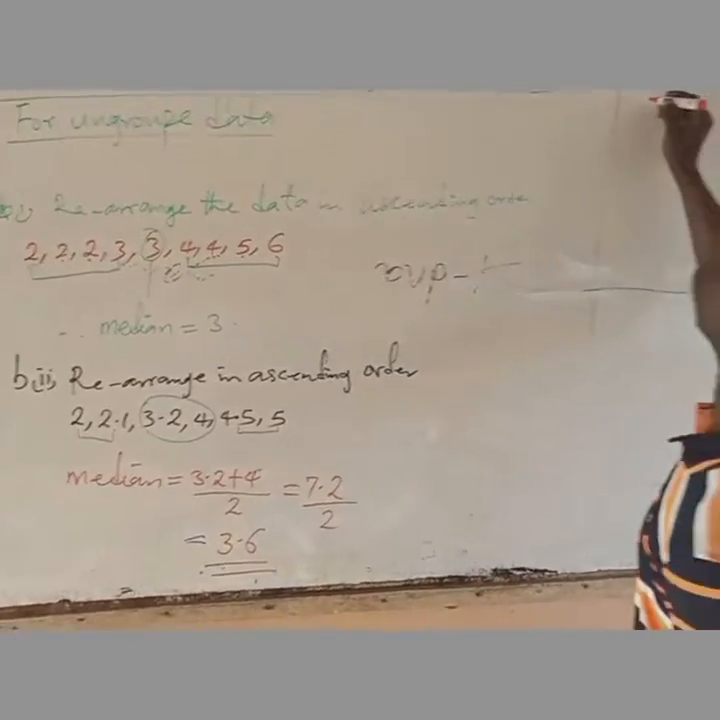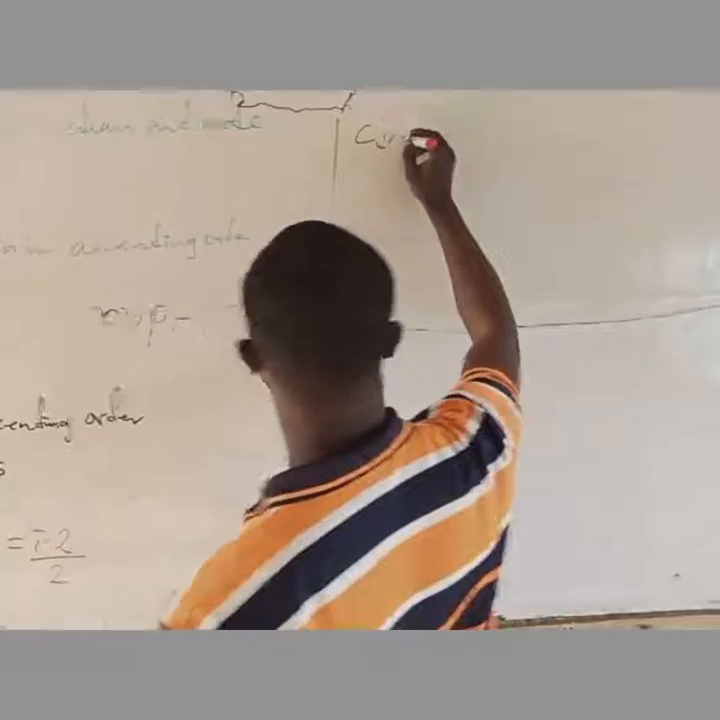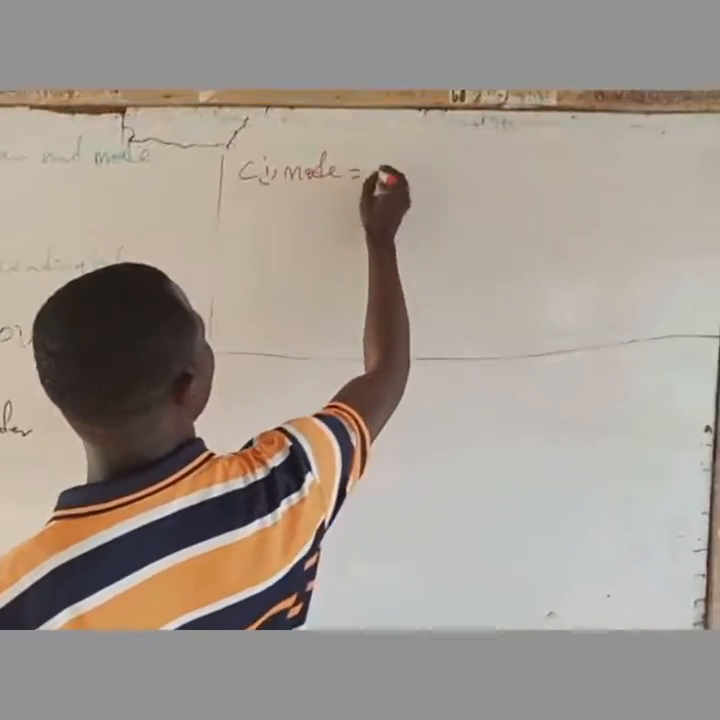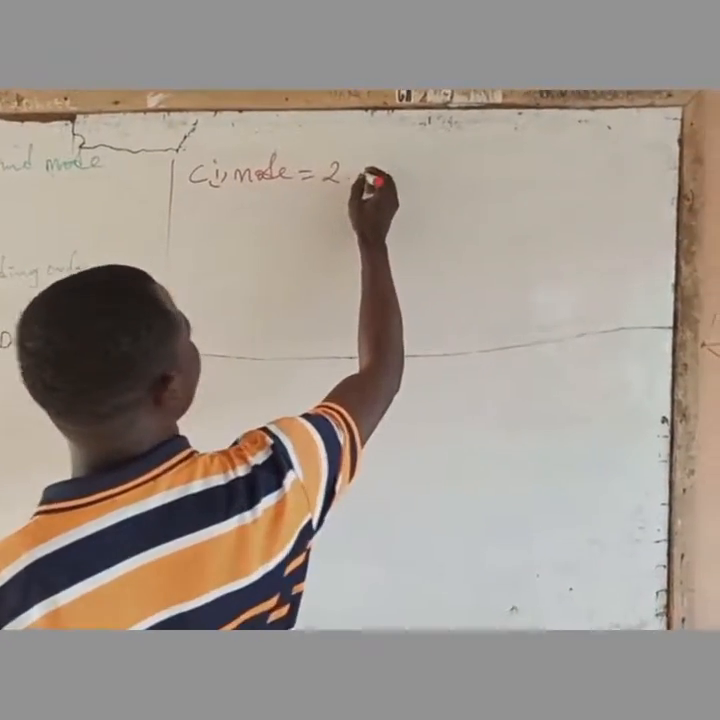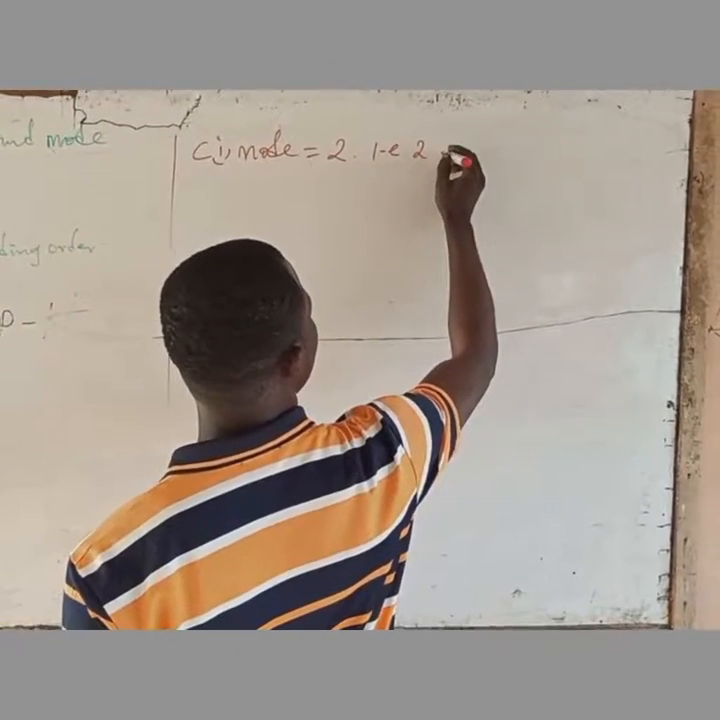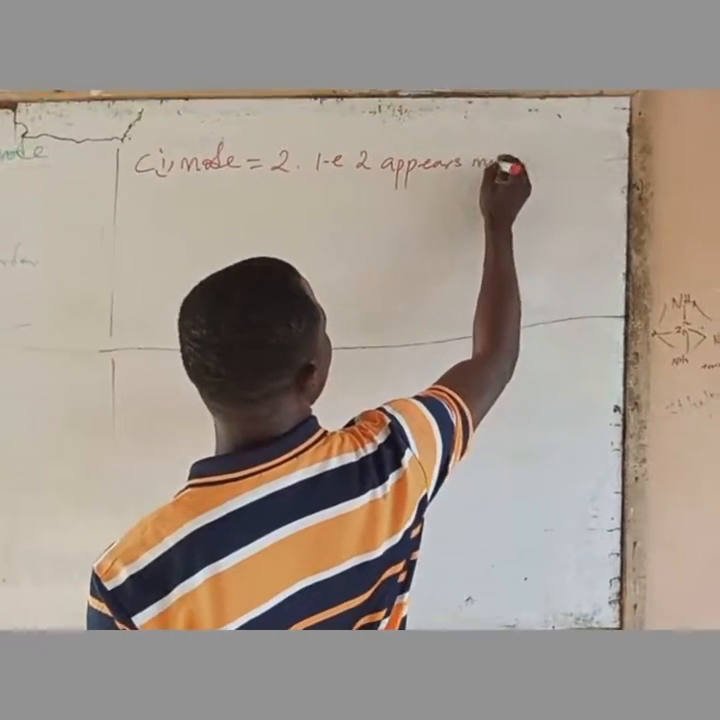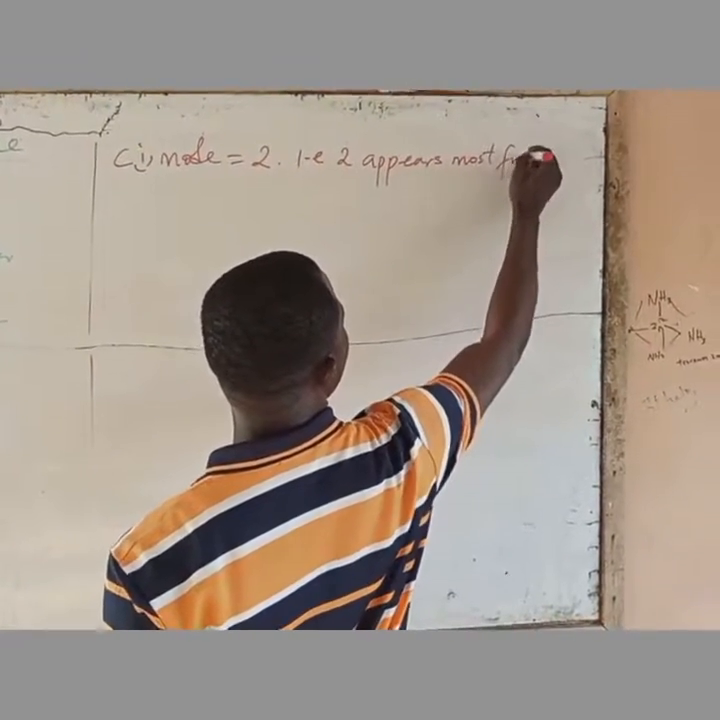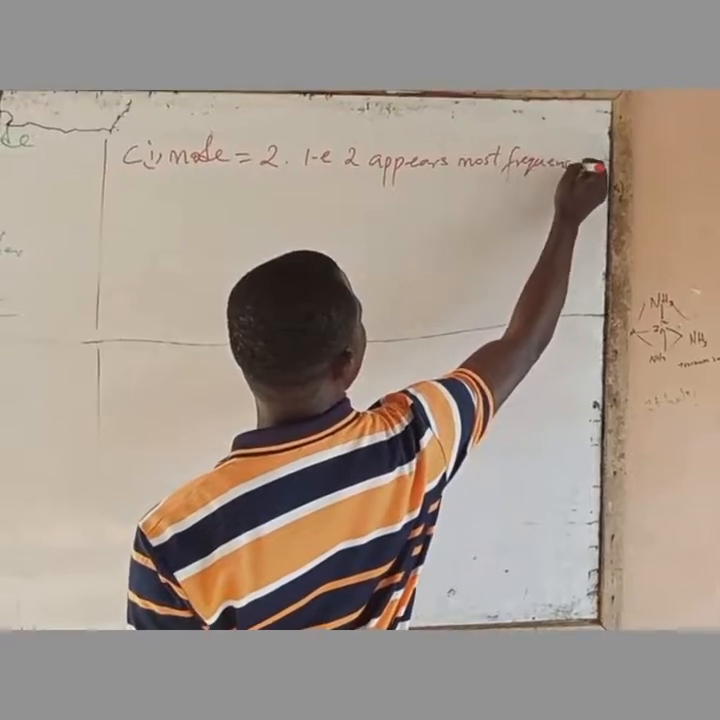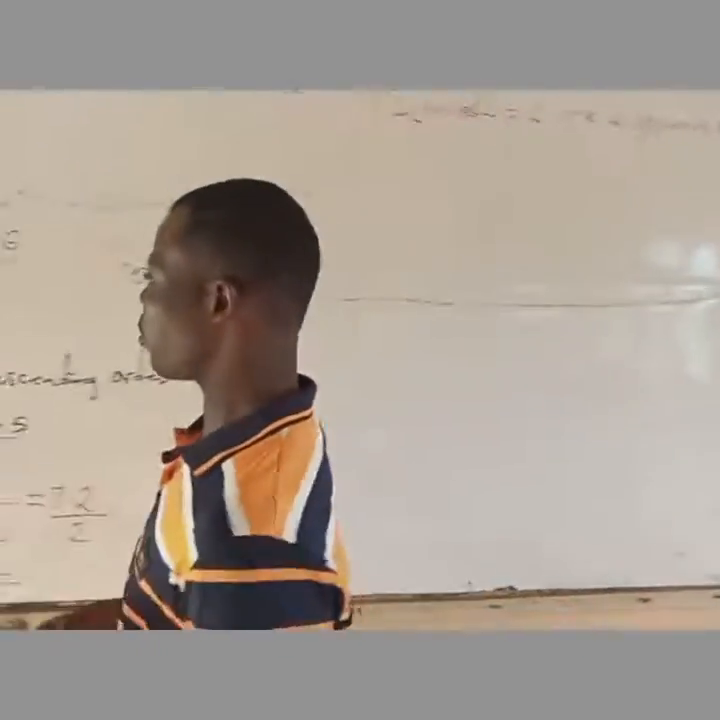So we have C, Roman figure 1. Mode is equal to 2. That is, 2 appears most frequently.